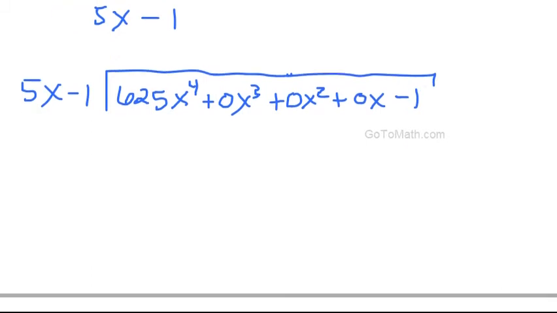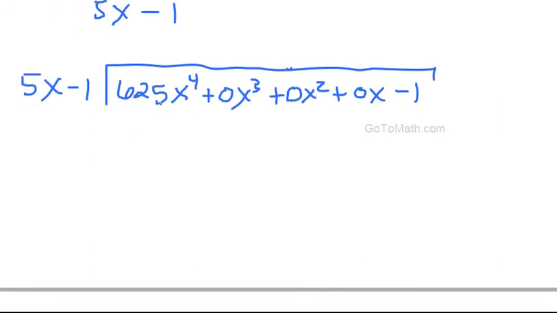Alright. So 5 goes into 625. Is it 5 times? No. Ooh, man, there's a bunch of times. 125. And that's going to make that x cubed. Right. So 625x to the 4th, that's because we multiplied 125 times 5, x cubed times x, and that gives us that.